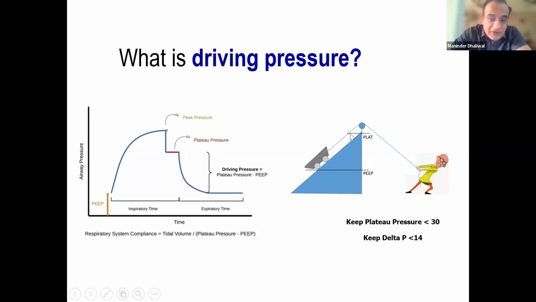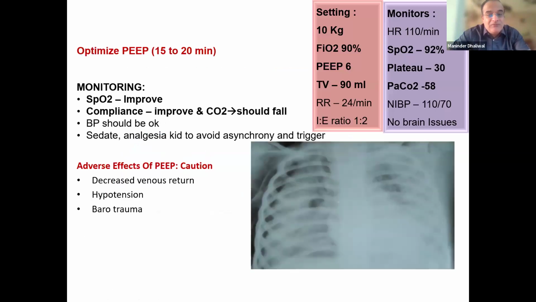So if the alveoli work in between these two, and if the difference between these two is kept less than 14, then the alveoli which are already damaged will not get damaged further. That is the importance of understanding something which is called the driving pressure.